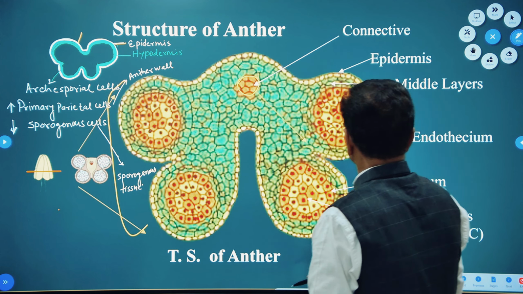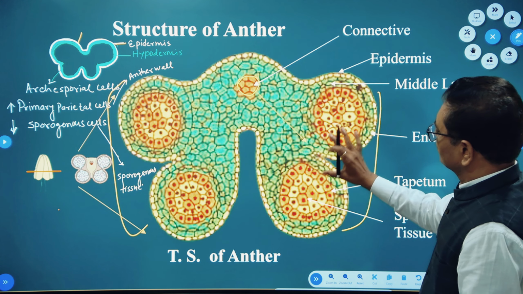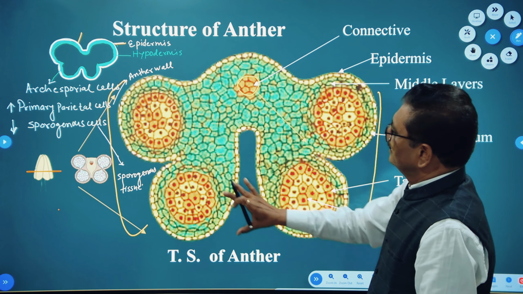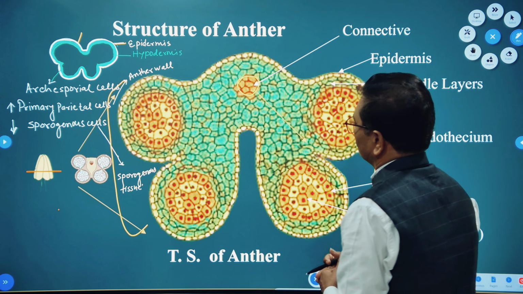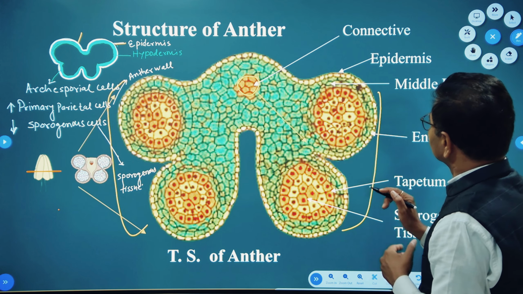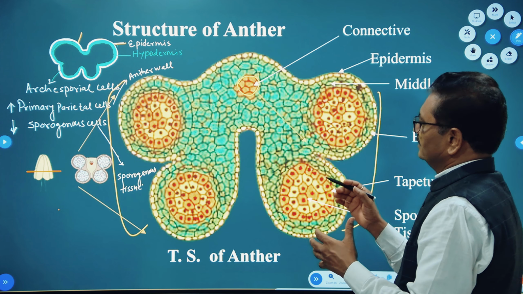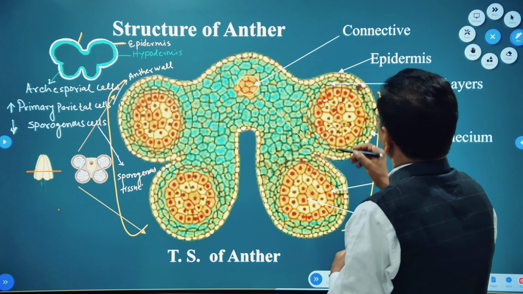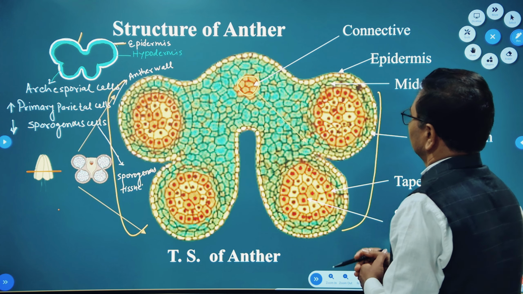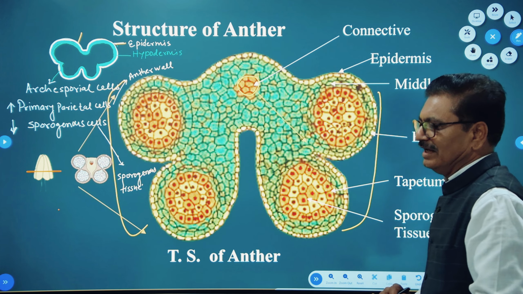So this is the tetrasporangiate anther, and there are two pollen sacs in this lobe and two in the other, so a total of four pollen sacs. If you want to know the detailed structure, this is the connective, which is essential for giving nourishment to the anther. The outermost wall of this anther is called the epidermis.